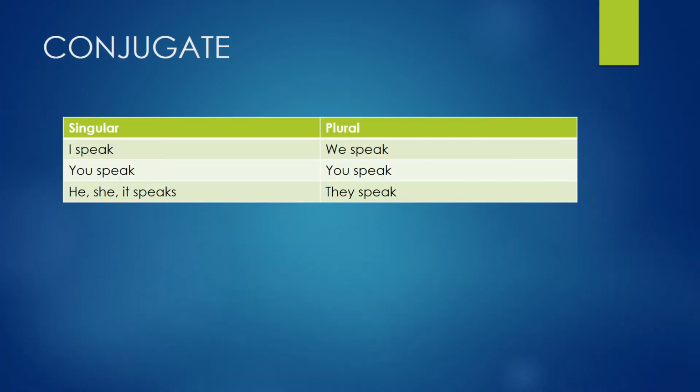Here we have a verb chart in English. I speak, you speak, he, she, or it speaks, we speak, you speak, they speak. So this is the verb to speak conjugated in the present tense.